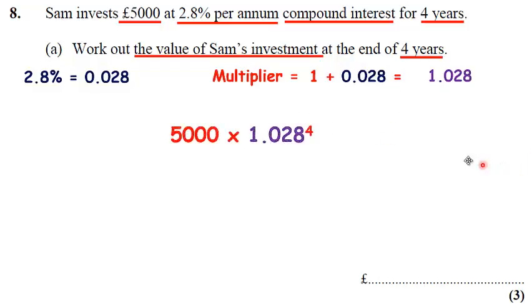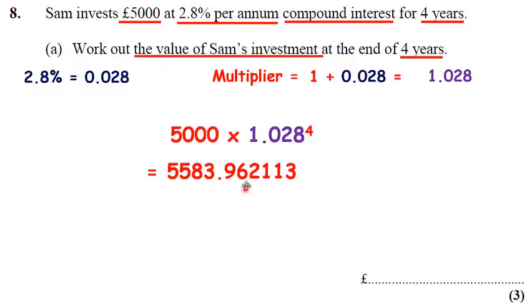So let's work out the amount of money he has at 4 years. At the end of 4 years, it's what he started with, 5,000, times your multiplier to the power of the number of years. And this time it's 4 years, so it's to the power of 4. I go to my calculator and I plug that in. Make sure you're confident with doing that, and here you got a result.